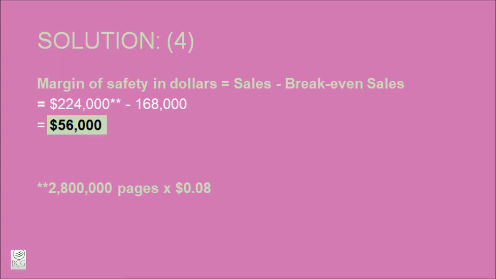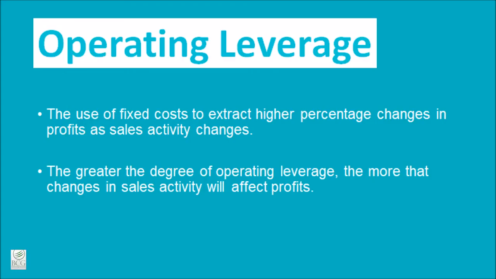Next, we'll discuss operating leverage. What is operating leverage? Operating leverage is the use of fixed costs to extract higher percentage changes in profits as sales activity changes. The greater the degree of operating leverage, the more the changes in sales activity will affect profits. It also refers to the structure of your costs.